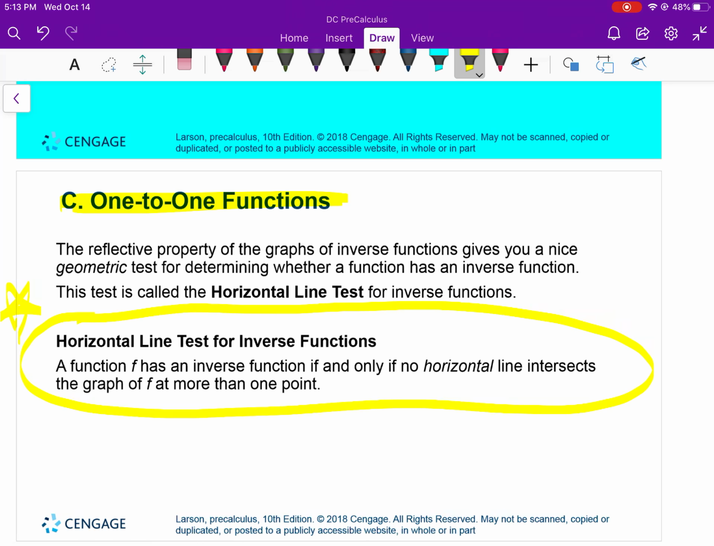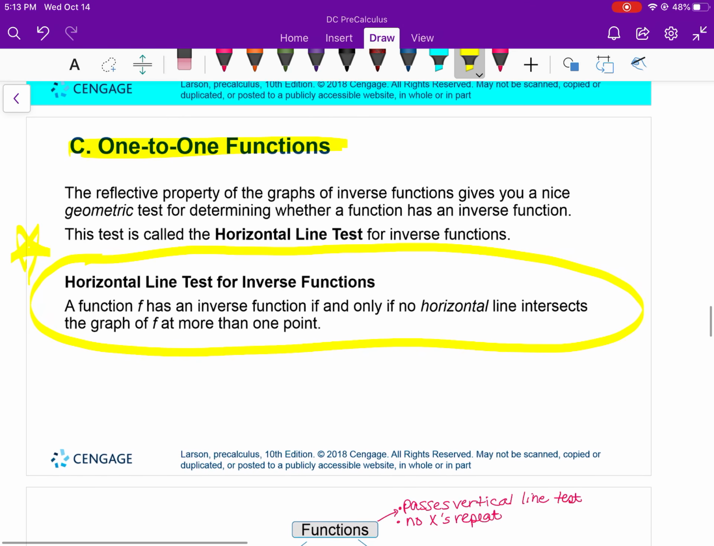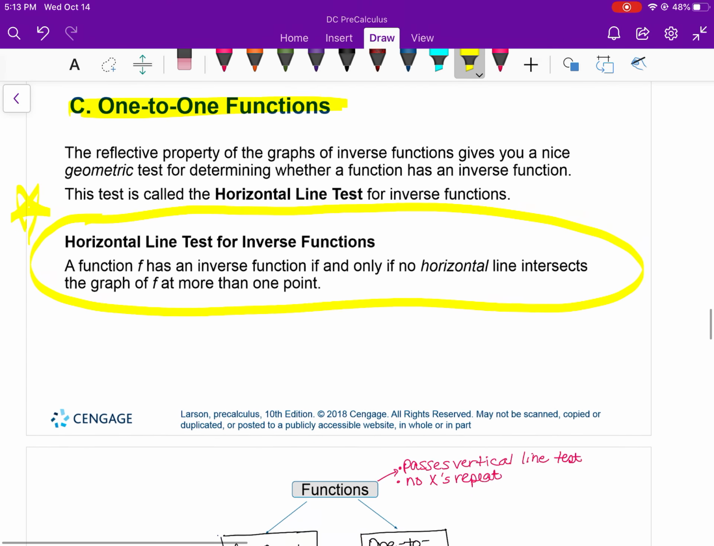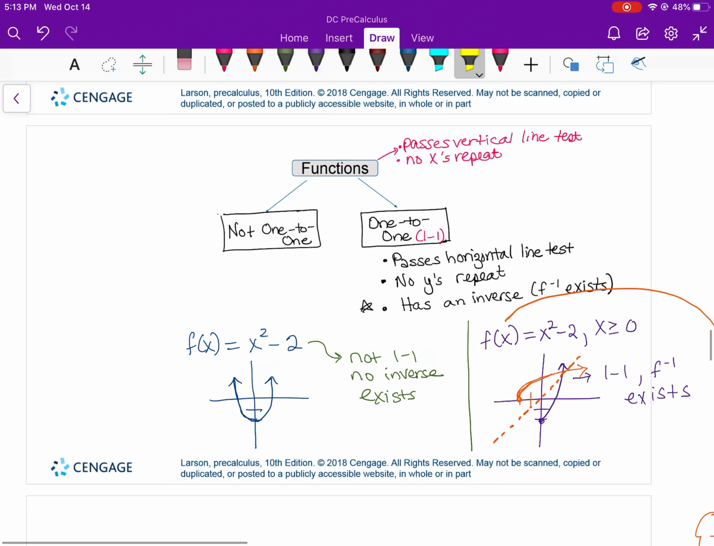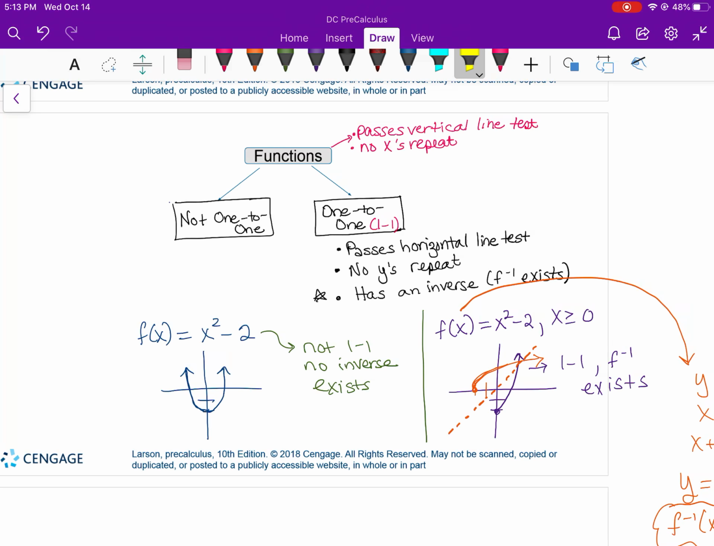And then today we covered one-to-one functions. If a function is one-to-one, it's going to pass the horizontal line test. And so any function that passes a horizontal line test will have an inverse. So we kind of diagrammed that all out with a tree diagram today.